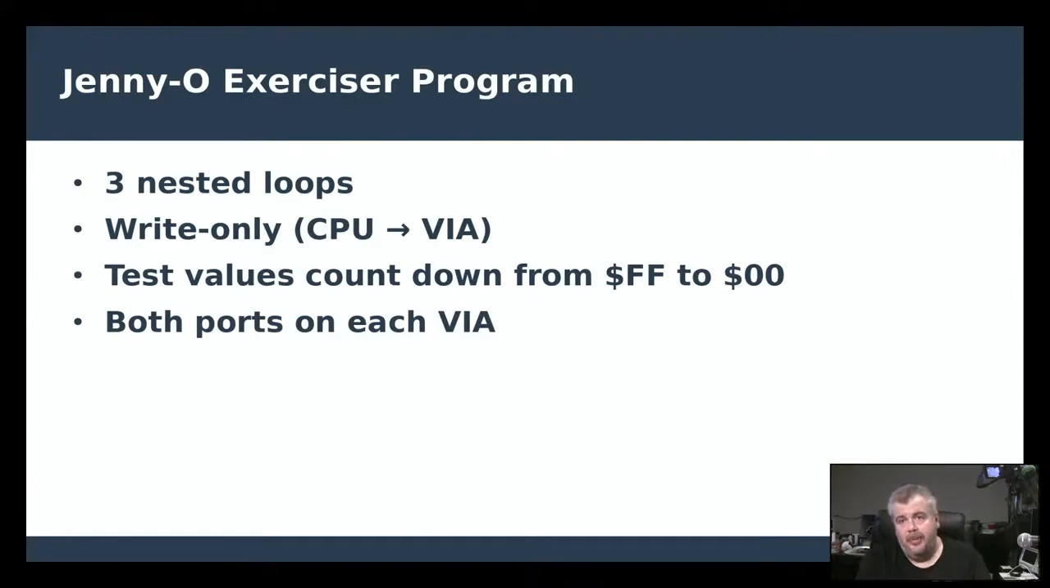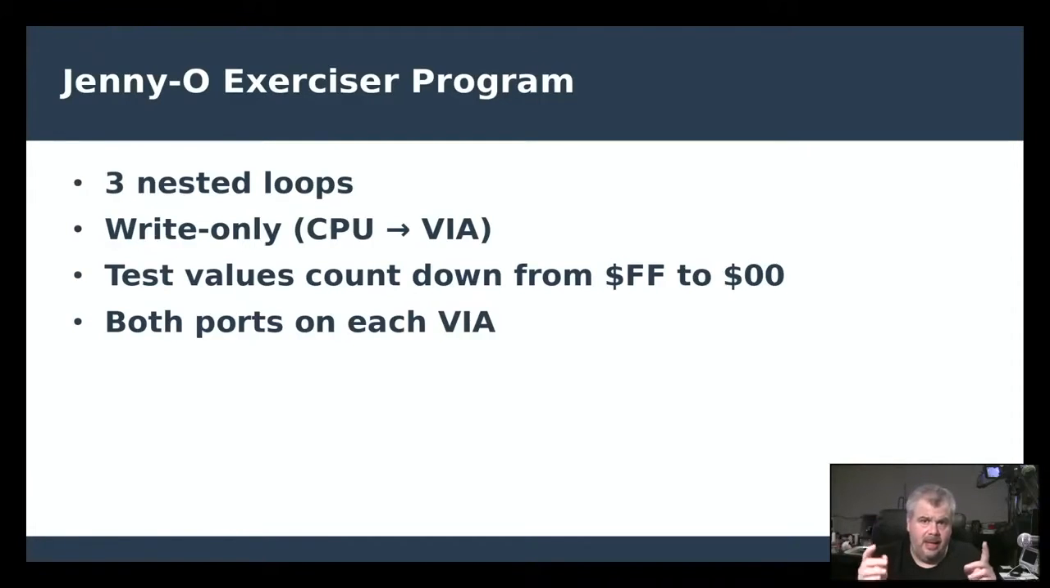So basically, I wrote a machine language program with 3 nested loops. It does a write only from the CPU to the Versatile Interface Adapter, the VIA, the 65C22. It's sending 1 byte to each of the ports on each of the 16 VIAs. And it starts at hex FF and counts down to hex 00.